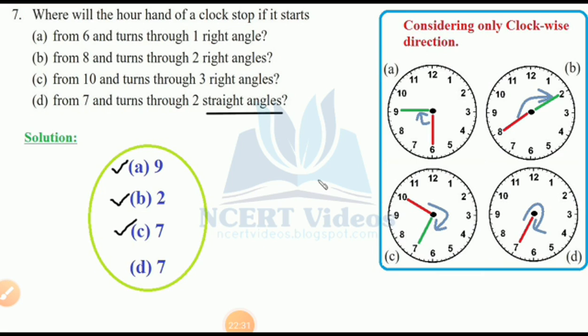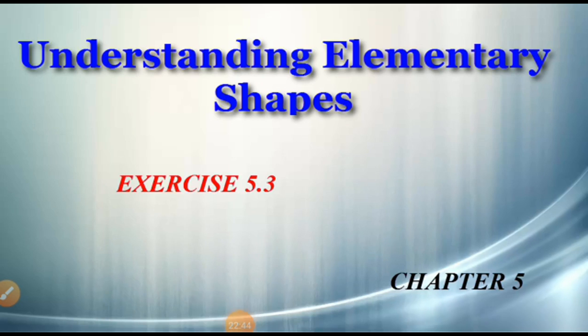Two straight angles, D. Two straight angles means 1 revolution, you reach the same place. So green and blue are in the same place, 7 o'clock. Question 7 is over here.